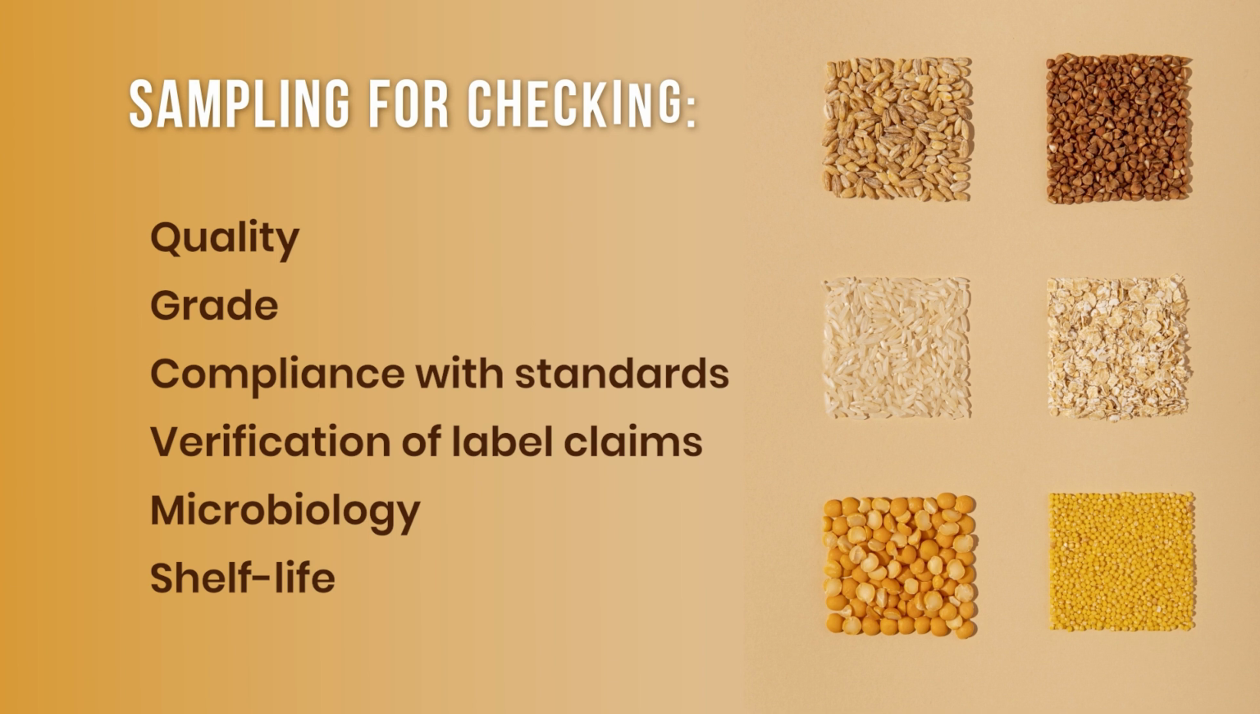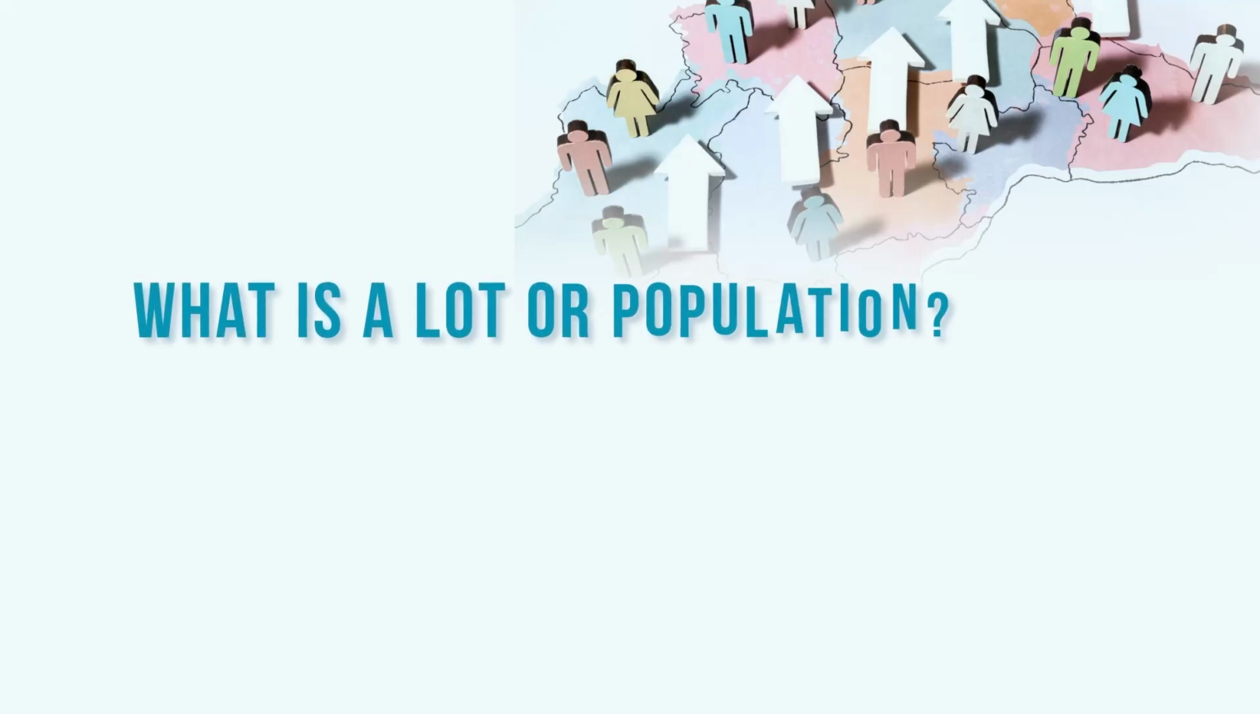Sampling is done for checking the grade of the product, for example products of different grades, compliance with standards, verification of what is written on the label, and its microbiological parameters and shelf life. So basically sample and sampling play a vital role in food trade in accepting or rejecting a lot of foods. So we must understand what a lot or population is.